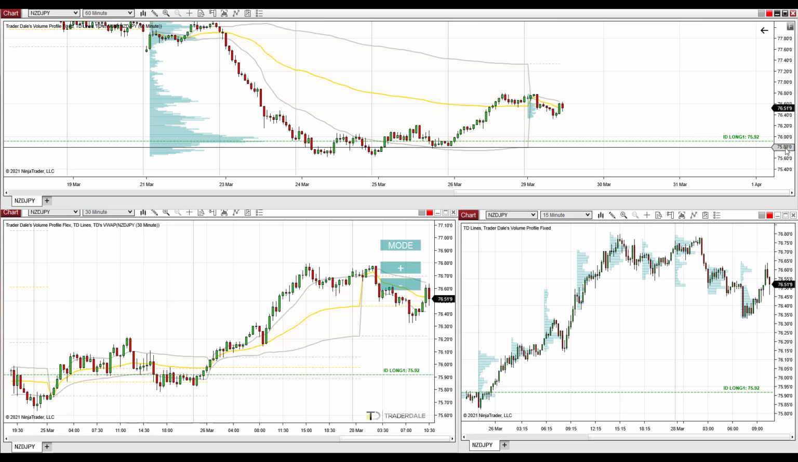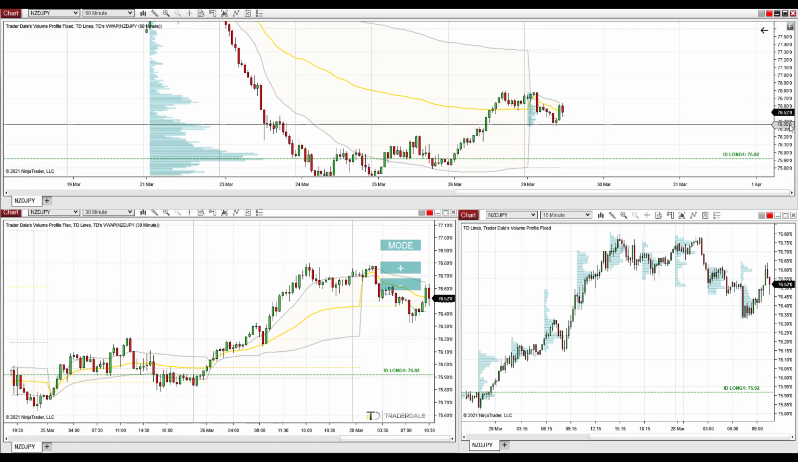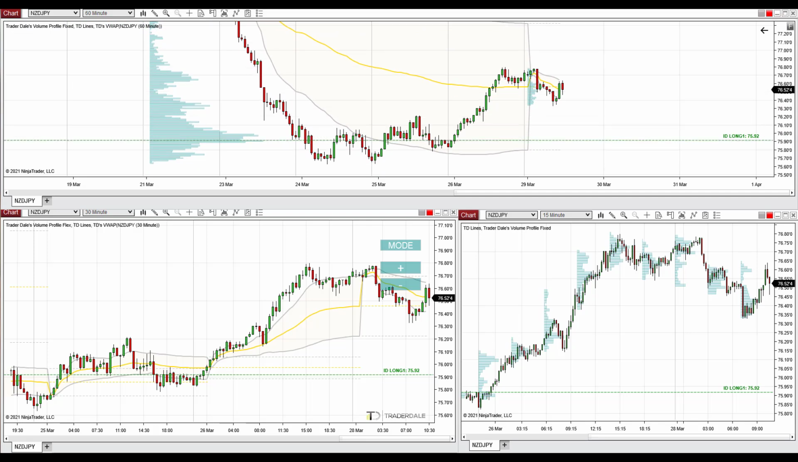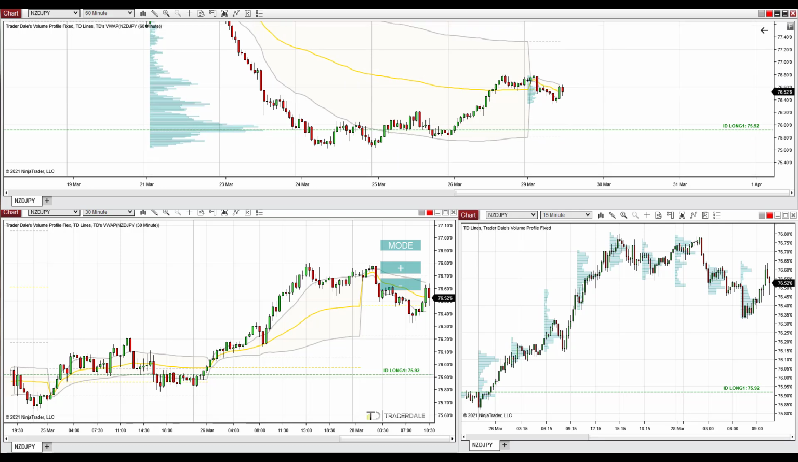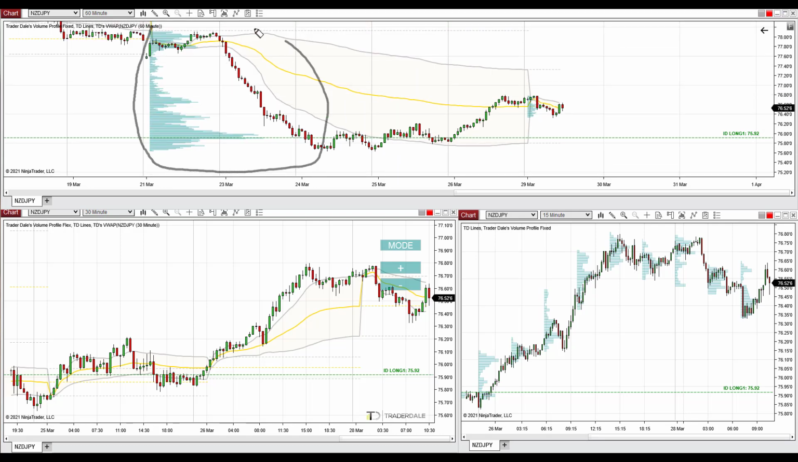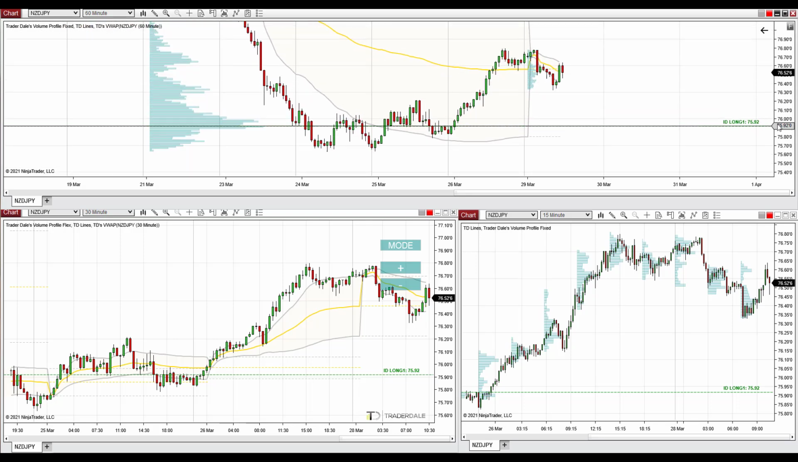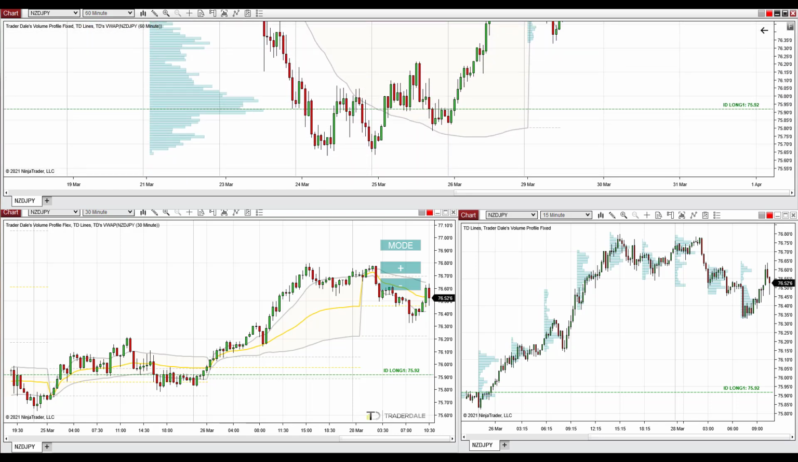So this is the New Zealand dollar Japanese yen, and there is a very similar scenario as on the Swiss franc Japanese yen. If you look at the weekly volume profile, this one, the weekly volume profile from the previous week, you can see that the heaviest volumes were traded in here. This is the point of control of the previous week. Let me zoom it in a bit so you can see that. Right, this is where the volume profile of the previous week was the thickest. This is where the volumes were the heaviest.